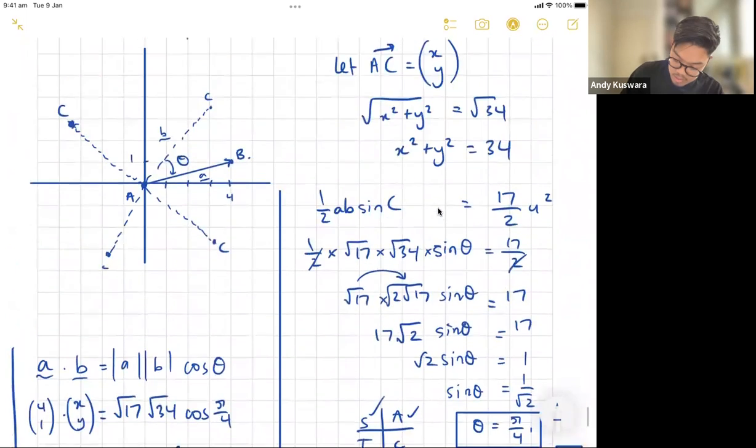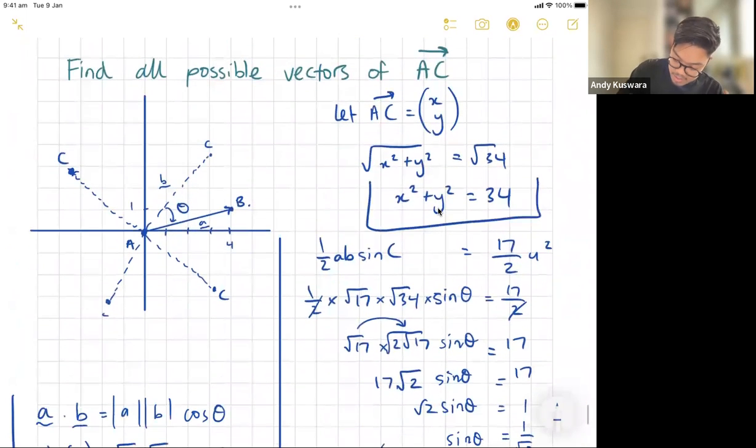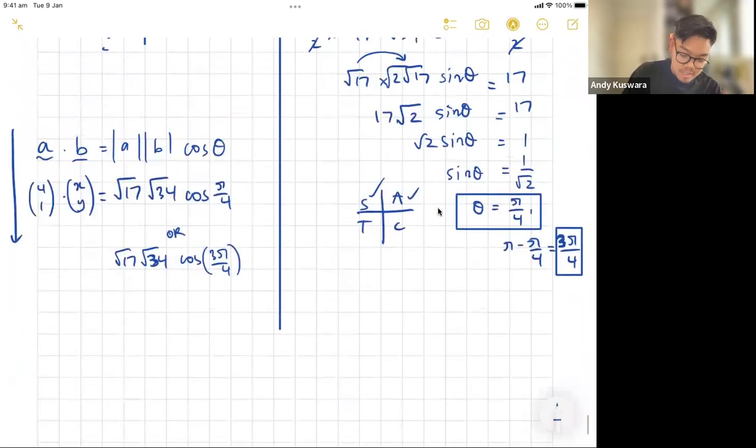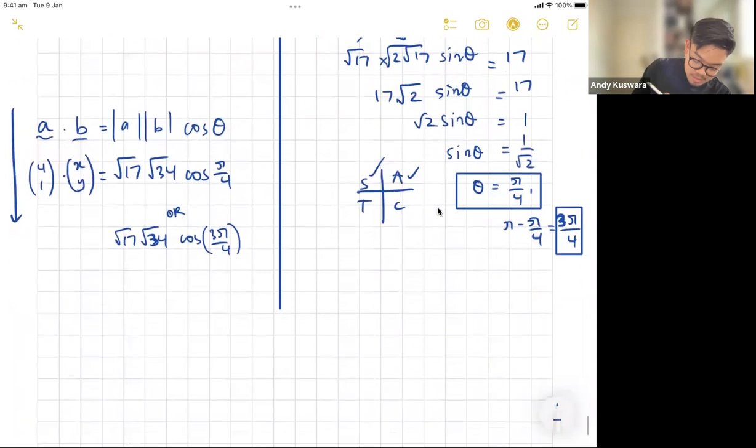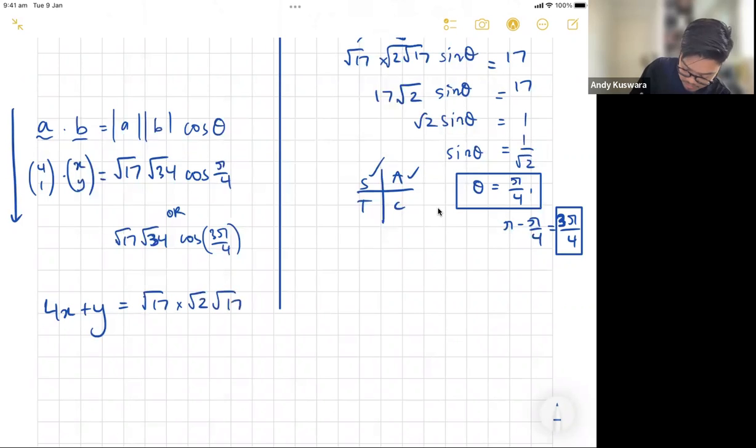I've got one equation up here, which is nice. And I'm trying to form my second equation right now. So now that I've got this, I'm going to do the dot product of A and B, which is in this case going to be 4x plus y. And that's going to equal root 17 times root 2 root 17. And then it's going to be times cos pi on 4, which is 1 on root 2.